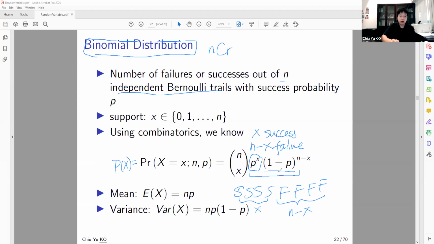But there are many ways to organize this. You can have all the successes at the end: fail, fail, fail, and then success, success, success. You can have this. And the question is, how many different ways of organizing this are there?